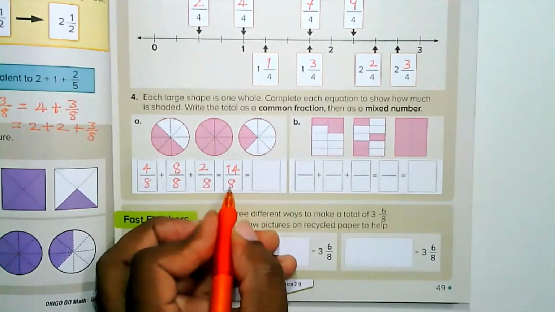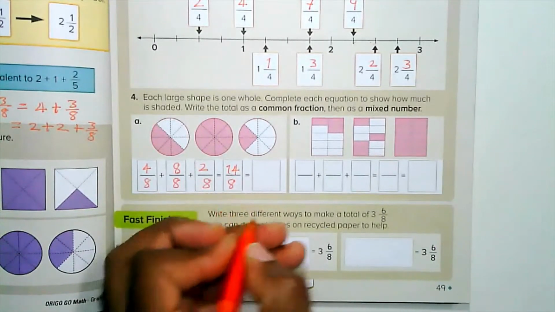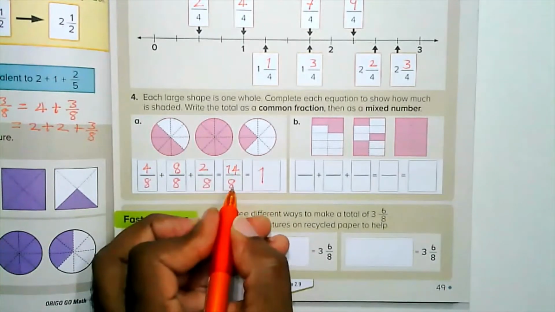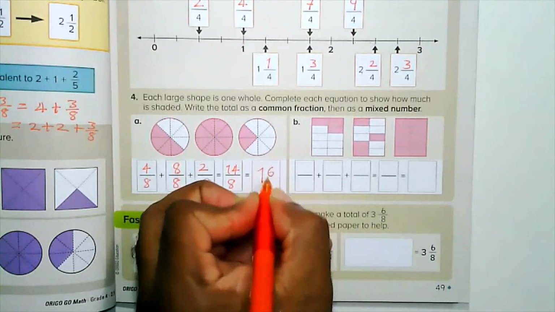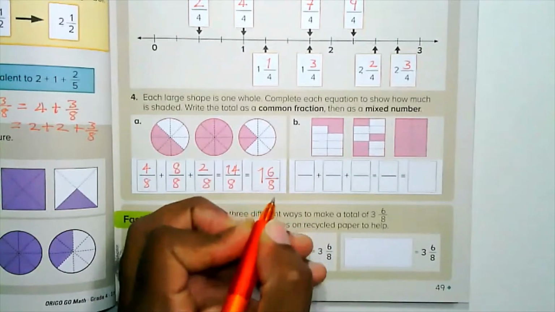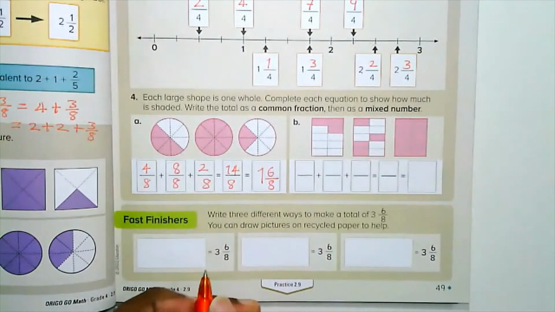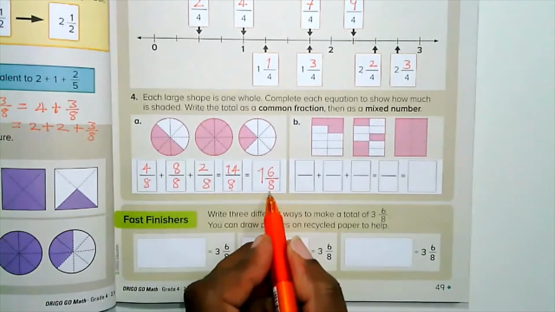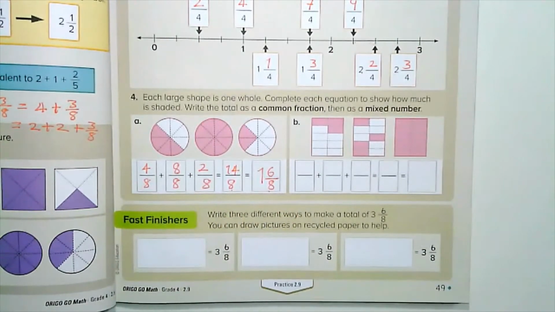And 14 eighths, how many eighths can we get in 14? That is 1. 14 minus 8, that is 6 eighths. So we write it as a common fraction and as a mixed fraction. Now part B.